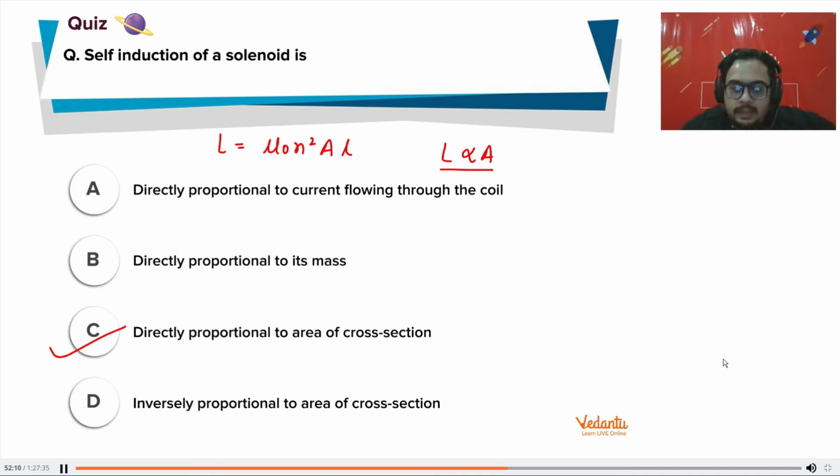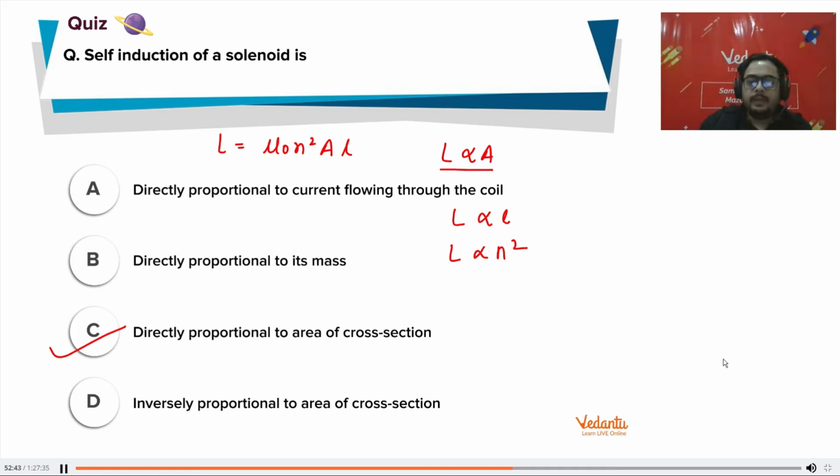Next question. Sir, isn't L inversely proportional to length? अरे बेटा inversely कैसे हुआ? It is directly. See, L is directly proportional to length also. L is directly proportional to n square also. This is called directly proportional. Inversely is 1 upon. 1 upon कहाँ है? अरे कहाँ है लेंथ के इनवर्सली प्रोपोर्शनल? व्हाट आर यू टॉकिंग अबाउट कृष्णा?